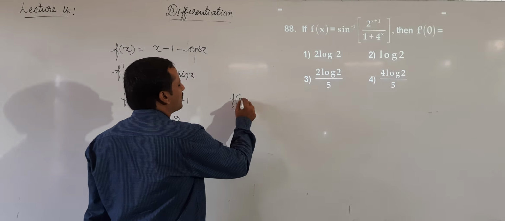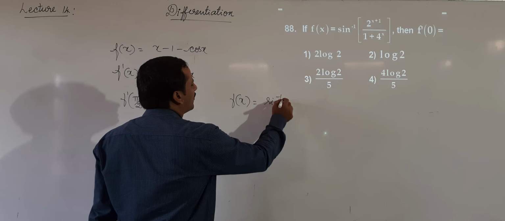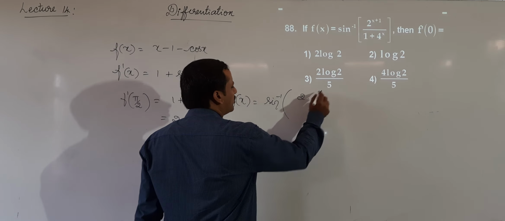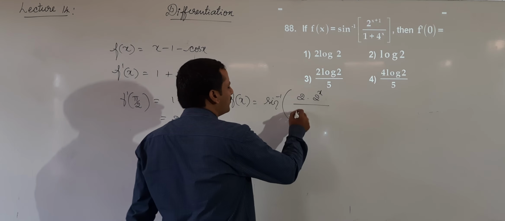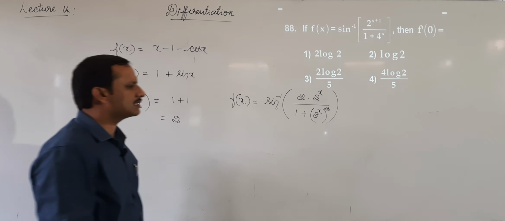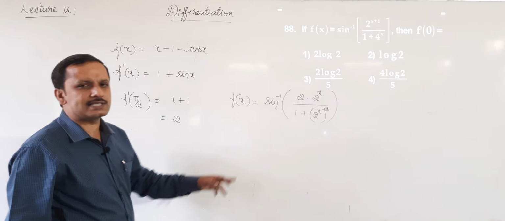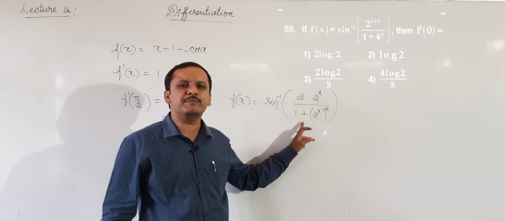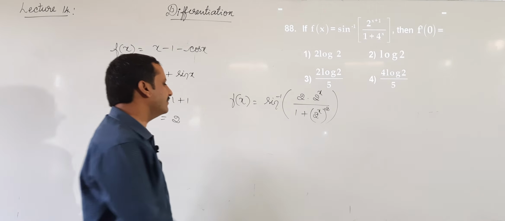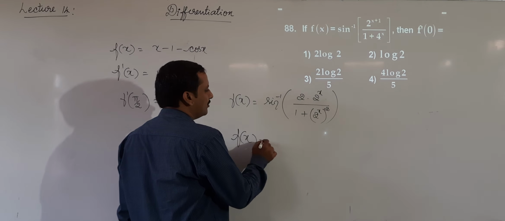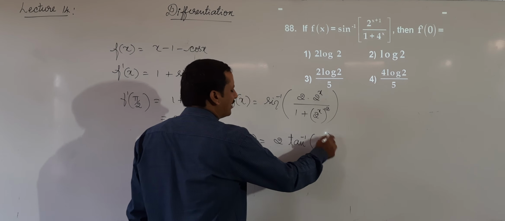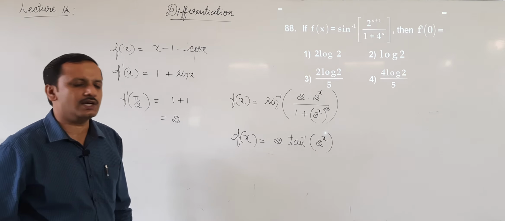F of x is equal to sin inverse of 2 power x plus 1. 2 power x plus 1, I can write it as 2 into 2 power x divided by 1 plus 4 power x. 4 power x can be written as 2 power x whole square. This looks like sin inverse of 2x by 1 plus x square. Sin inverse of 2x by 1 plus x square is equal to 2 tan inverse x. Therefore, this will become 2 tan inverse. In place of x, we have 2 power x. 2 tan inverse 2 power x.